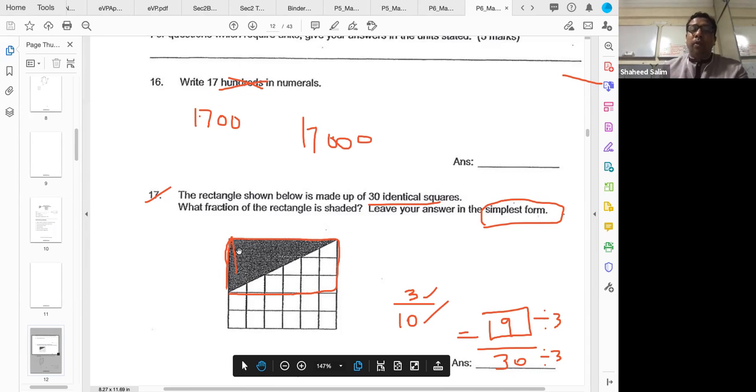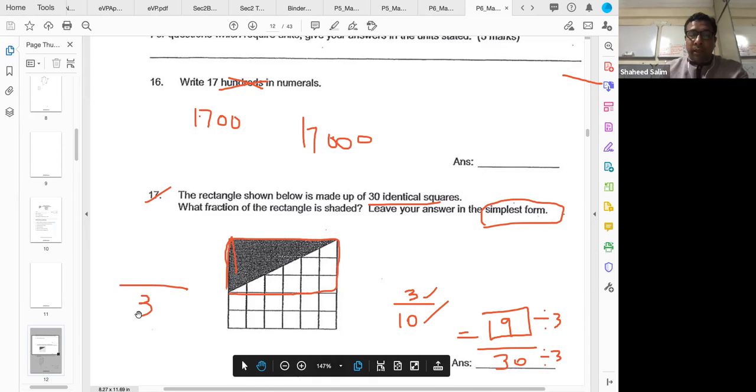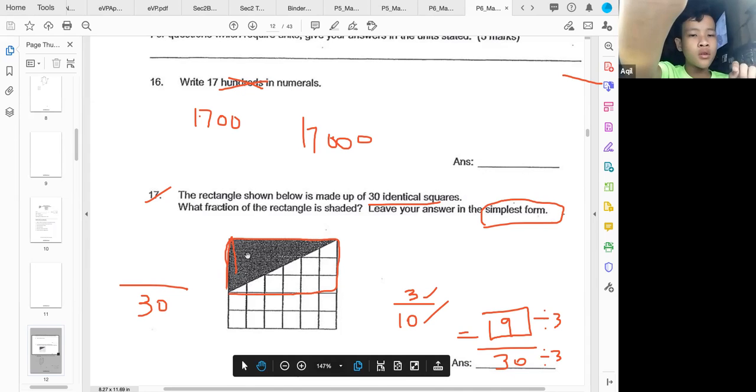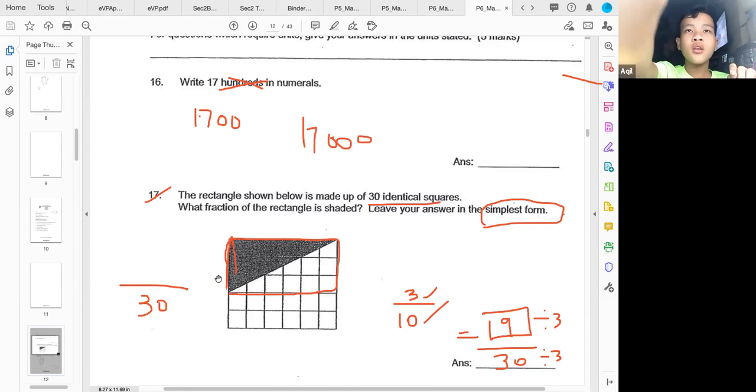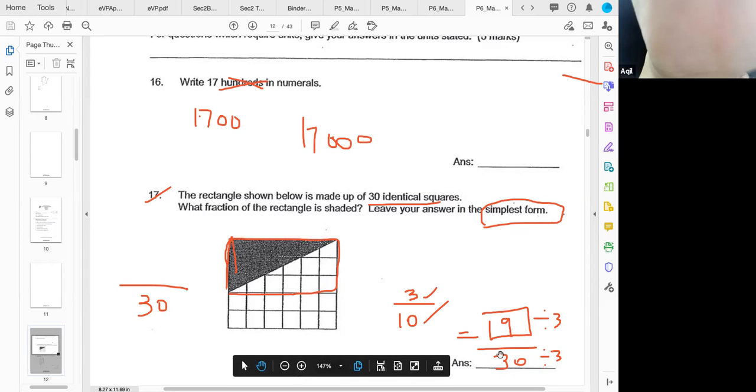Okay, now we want to find this black one. How many squares is it? Do you agree that this is 18, the black part? No, 30 is the whole thing. So down here we put 30. It's over 30. We come step by step. So Syakil, no, it's 3 over 10. 3 over 10, because divide by 3, divide by 3. Both can divide by 3.